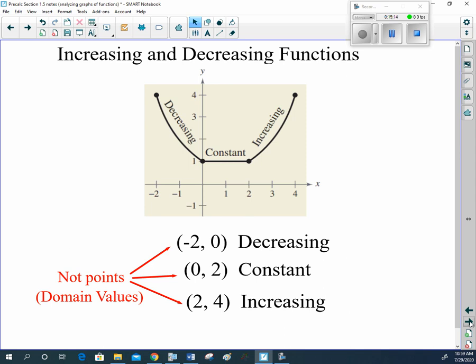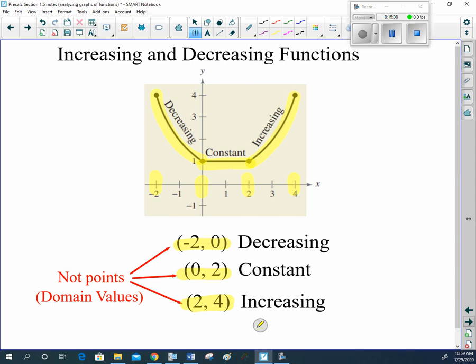The one thing that you have to make sure that you understand, though, is that this is not a point. Negative 2, 0 is not a point. It's just decreasing from negative 2 to 0. It's staying constant from 0 to 2. And then from 2 right here to 4, it's increasing. So that's interval notation.